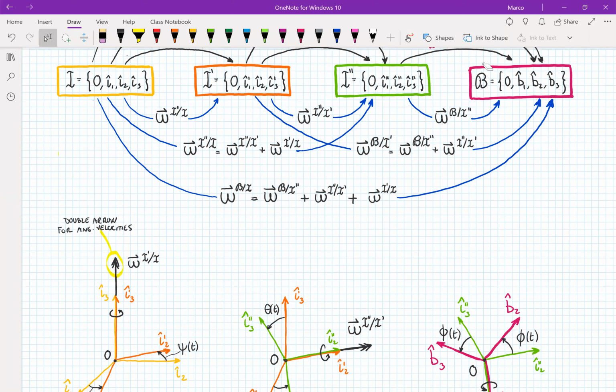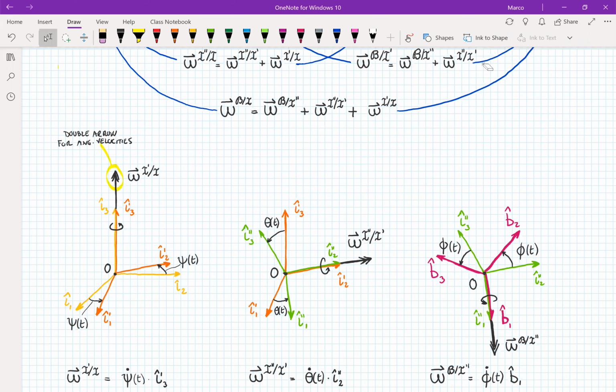So now let's take a look at what actually happens when we go from the inertial frame of reference to the body frame of reference. Let's see how we can actually construct this angular velocity vector. And we're going to do it in a similar fashion as we did last time when we constructed the rotation matrix. So we start from here.